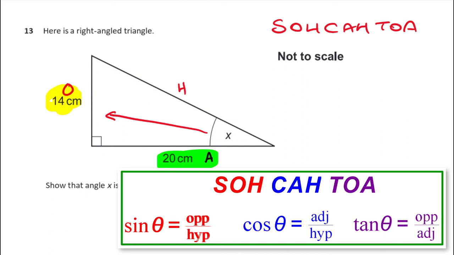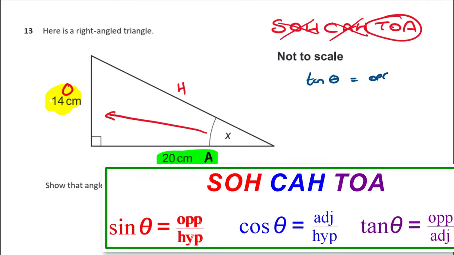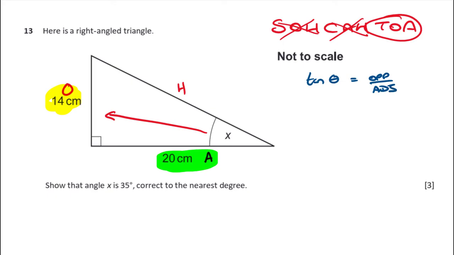Okay, so which one of my ratios has the opposite and the adjacent in it? Well, it's not SOH, because that's got an O and a H, and we don't have H. It's not CAH, because that's also got a H. Gotta be TOA. Okay, so now I know that this question involves the tan. So I'm going to write out the full trigonometric ratio for tan. So tan theta is equal to the opposite over the adjacent.